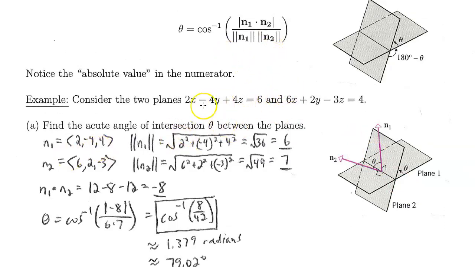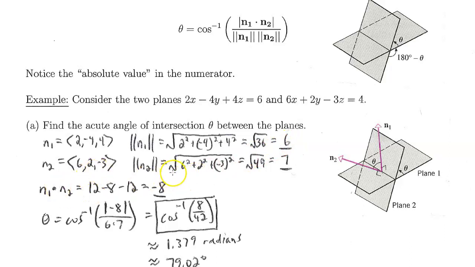Okay, so n1 is going to be 2, negative 4, 4. Okay, and n2, the normal vector to this plane, will be 6, 2, negative 3. Now notice the norm of n1, which we need to find, is the square root of 2 squared plus negative 4 squared plus 4 squared. Ends up being the square root of 36, so I rigged that up to give us a nice number here, because that's just 6, so we don't have to deal with square roots.